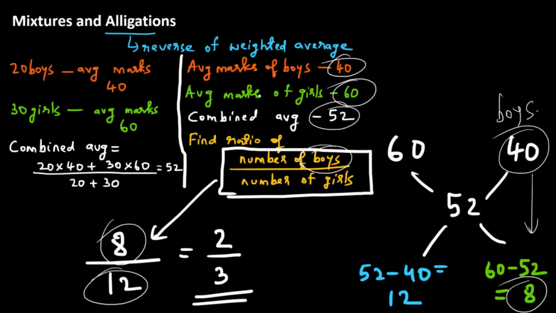Now that means that if the number of boys was 2 and the number of girls is 3 and the average marks of boys is 40 and average marks of girls is 60, the combined average would be 52. Now instead of 2 by 3, we could also take the number of boys as 4 and the number of girls as 6 or 8 and 12. It's the ratio that is constant. It's not the absolute number in this case that matters.